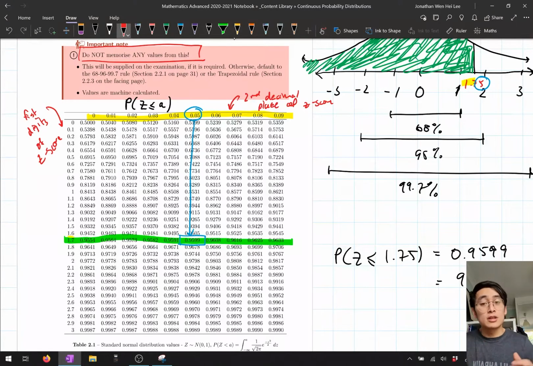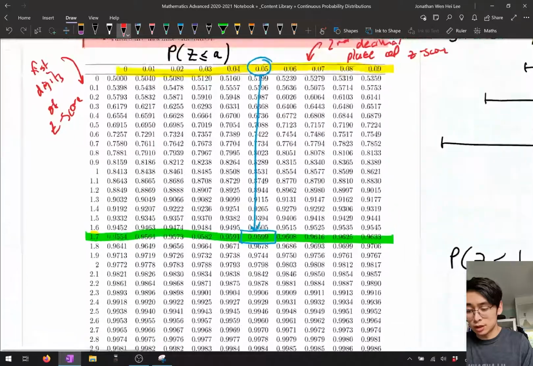unless they give you this table, just use the 68, 95, and 99.7 rule to help you calculate the probabilities. The other thing is that this table is a lot more accurate than the 68, 95, and 99.7. So if they give you a table, use the table instead of your empirical rule, and that's really it.